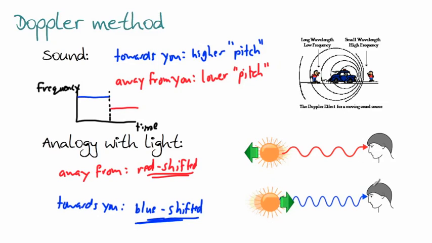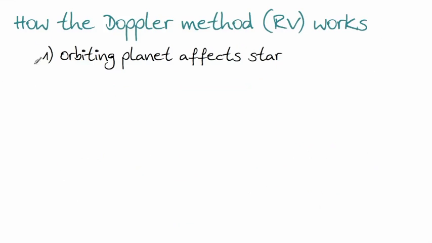Now, this is kind of a weird diagram. This guy has really weird hair. I'm not sure what's going on here, but there's a good thing that I didn't draw it. It would have been a lot worse. So let's go through a little bit about how the Doppler method, or this is sometimes called radial velocity method. That's what RV stands for here. So radial velocity. Radial velocity method. So step 1, the orbiting planet affects the star.